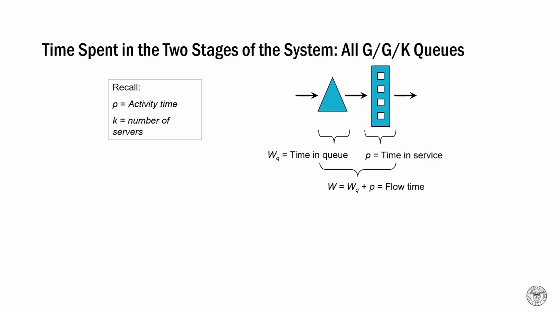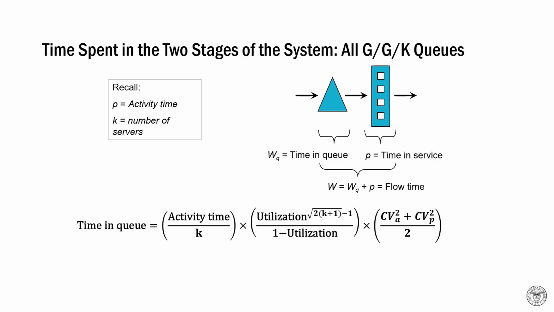In understanding queue performance, it is crucial to examine the time spent in the two stages of the system: time spent in the queue and time spent being served. Let's recall some of our key terms. P represents the activity time. K is the number of servers. WQ is the time spent in the queue, and W is the flow time, calculated as WQ plus P.